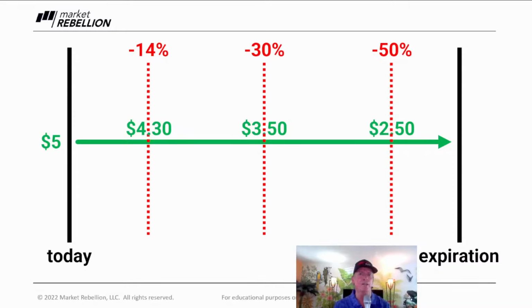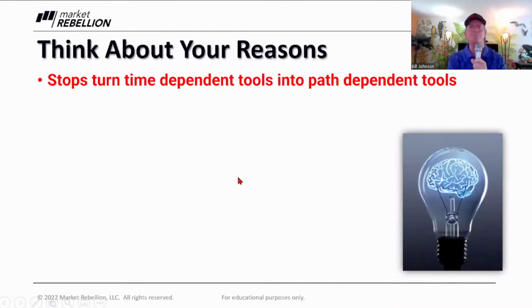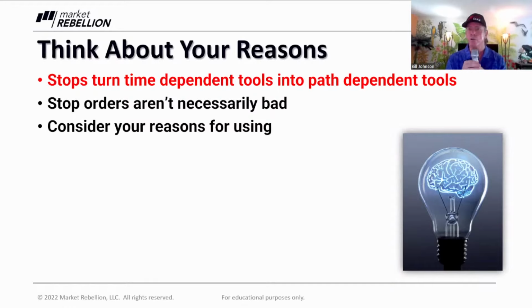So the thing I want you to get from this presentation is at least think about your reasons. Stops turn time-dependent tools into path-dependent tools, and that's not really a good mix. Now again, stop orders are not necessarily bad, but you definitely need to consider your reasons for using them. If you're trying to use them just to limit losses, there are better ways without releasing this whole idea of a time-dependent asset. That's really such a big benefit as an options trader. So on a related note, I'm going to talk about some other things with options pricing that will help you make better decisions, but I think this is a critical one, and especially on a day like this.